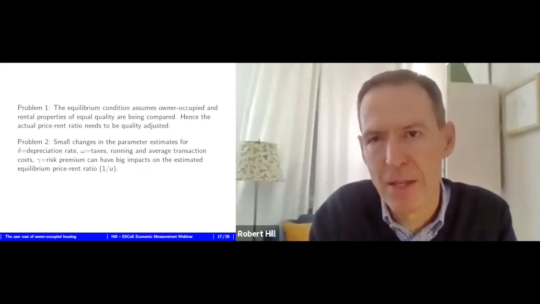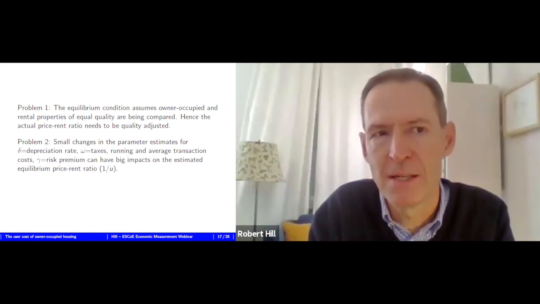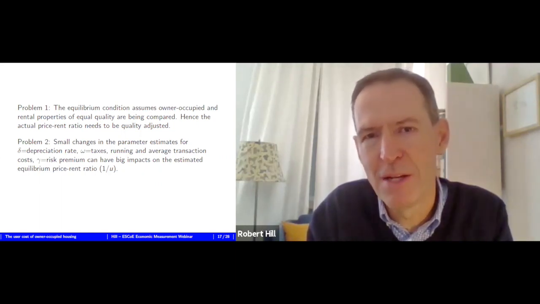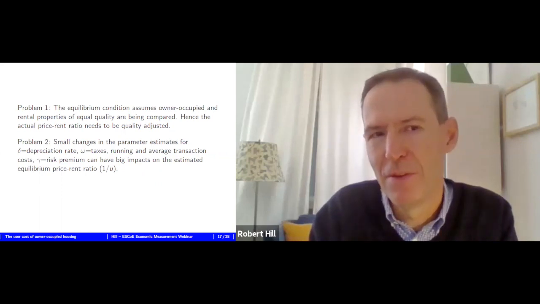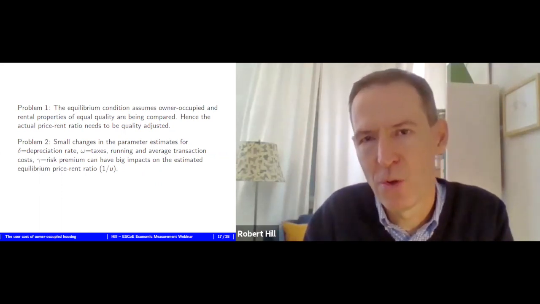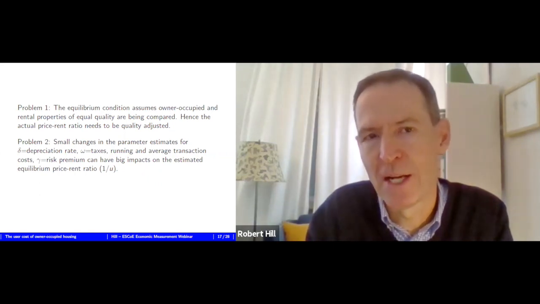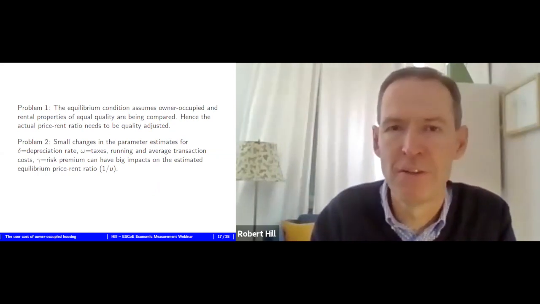So the first thing you have to do, if you're going to implement this method, is construct a quality adjusted actual price rent ratio in the market. In the paper by Chen, Hill, and Hu, we spend quite a lot of the time dealing with exactly this issue: how do you construct a quality adjusted price rent ratio based on the Shanghai data? So that's problem number one. But given enough information on the characteristics and the micro level data, it's possible to construct a quality adjusted actual price rent ratio.